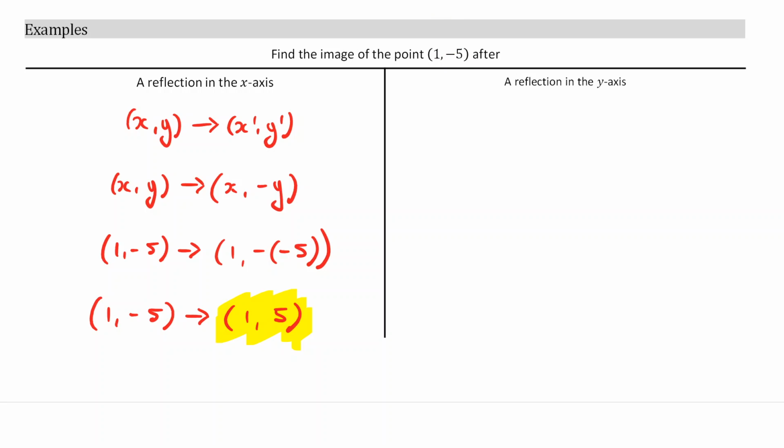So if we wanted to do this one a bit quicker, the reflection in the y-axis, that means I'm just going to change the sign in front of my x. It's going to be (-1, -5). But it's important that you can understand the steps that lie behind that and understand the process of it.